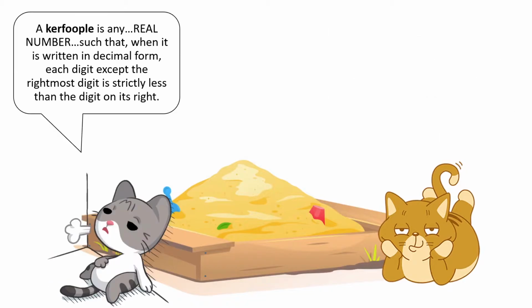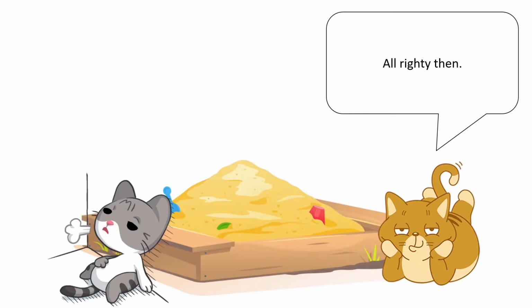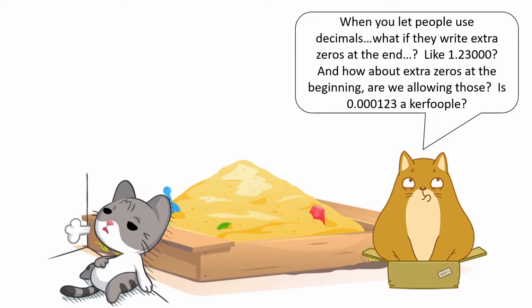Okay, so at this point you might feel really defeated, but you do have to say what you mean, right? Otherwise people won't understand. So let's say a Curfupal is any real number, which includes decimals, such that when it is written in decimal form, each digit, except the rightmost digit, is strictly less than the digit on its right. Okay, so maybe your friend accepts that, but actually this introduces a lot of problems.